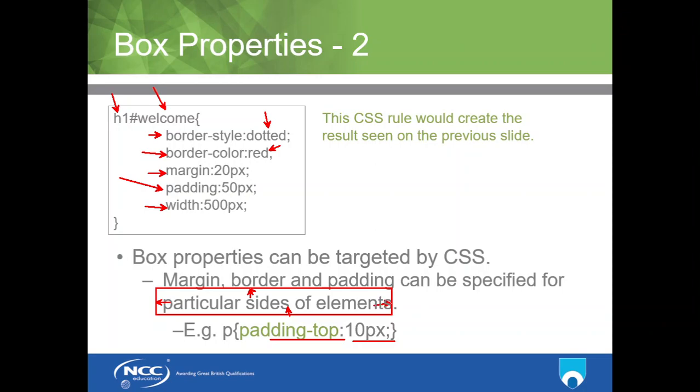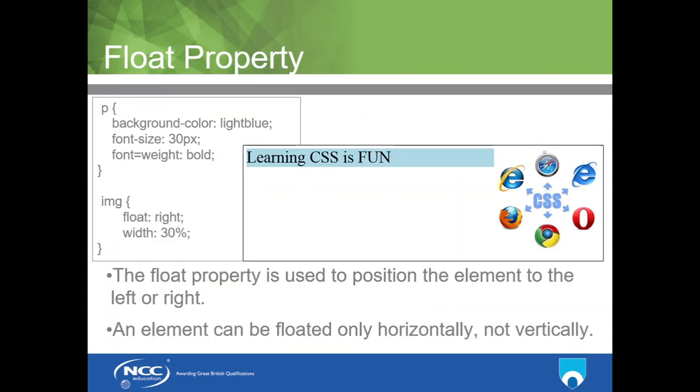So similarly, you can change margin top, margin bottom, margin right, margin left. Then an important property, the float property. The float property is used to position the element to the left or to the right of your page. An element can be floated only horizontally, meaning the float property is just used to move an element either to the left or the right. So that's what you say. It's used to position elements horizontally.